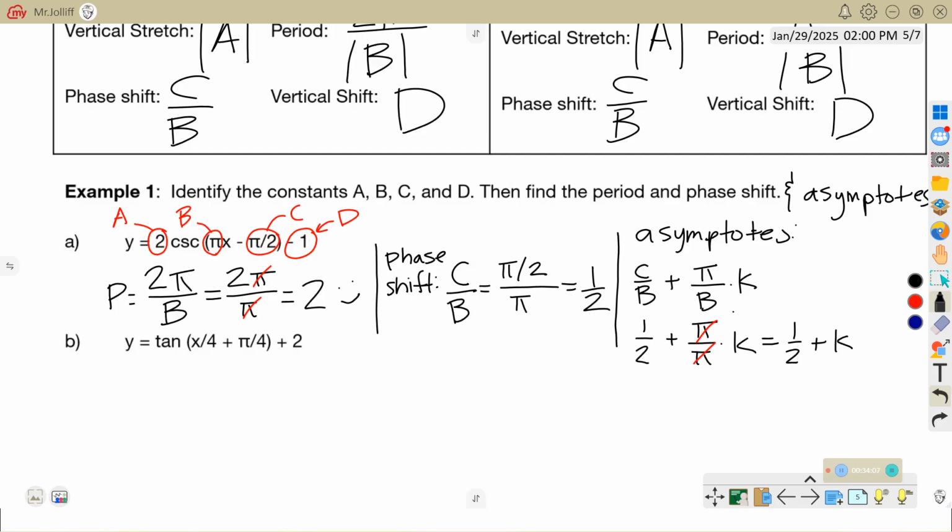How's it going? A, B, C, and D. Where do you look for A? Normally in front. If there isn't one, it's just 1. It can't be 0 because if I multiplied tan by 0, that's not very interesting. Whoa, this one is negative. Your C is negative because it's positive, and then it flips. So this one's supposed to be confusing.